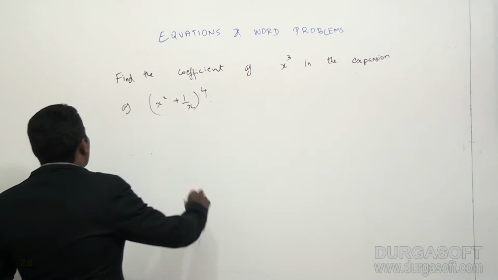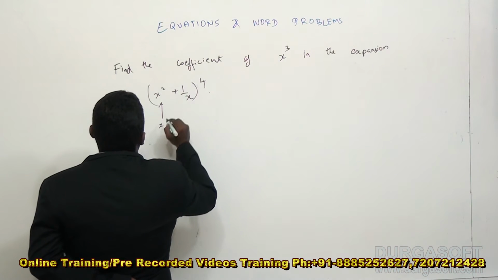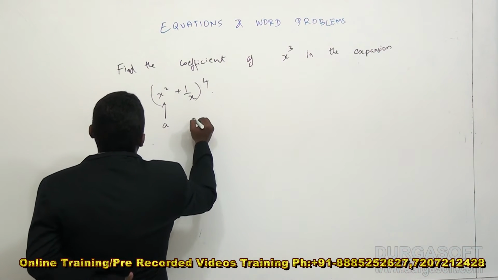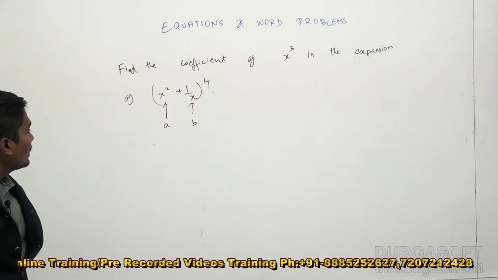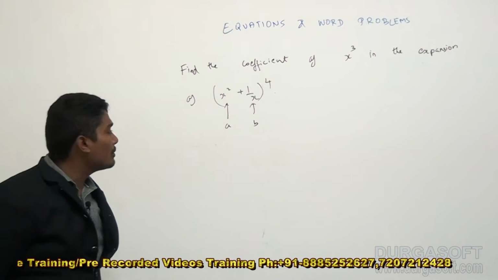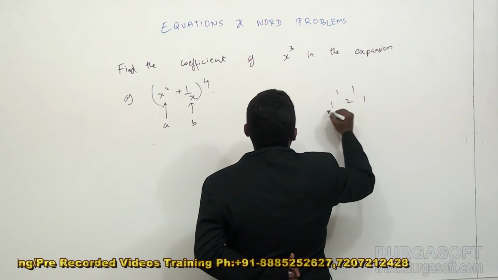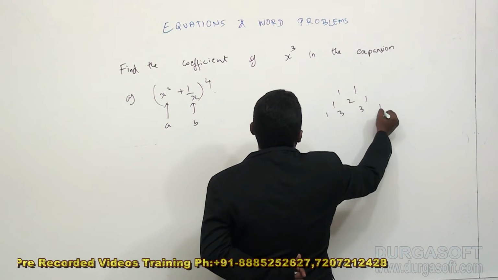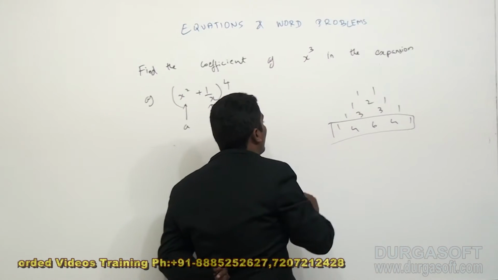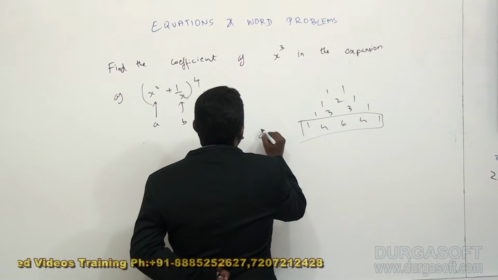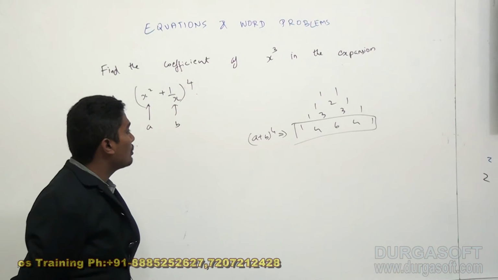Now I can consider the value of x as x square, or a as x square and b as 1 by x. So a plus b whole power 4. The coefficients are 1, 1 1, 1 2 1, 1 3 3 1, 1 4 6 4 1. This is the coefficients corresponding to a plus b the whole power 4.